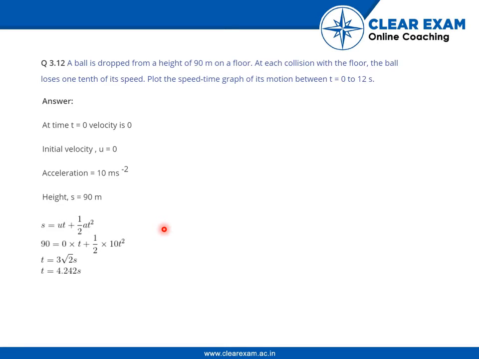because it is having a downward motion, right? So from this formula we can calculate the value of t, and we find it to be 4.242 seconds. Then we need to calculate the value of v by simply putting the value of t and g, and as u is 0, we already know the value of v is coming to be 30 root 2 meters per second.